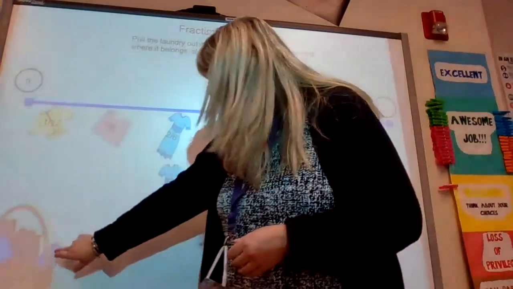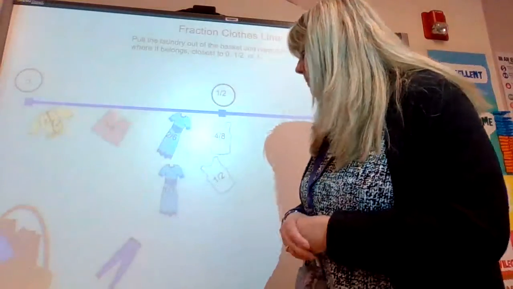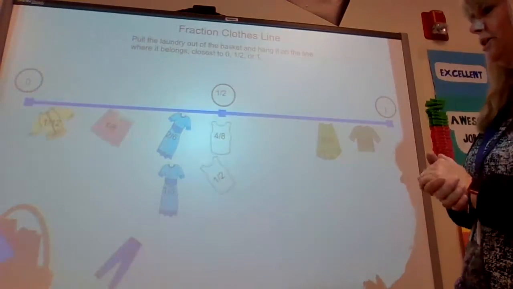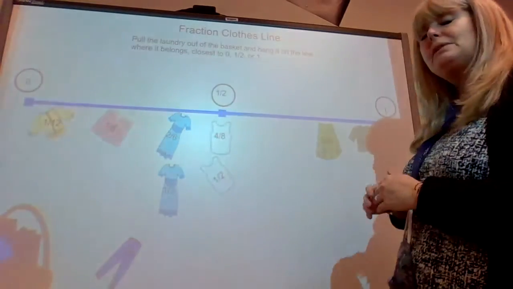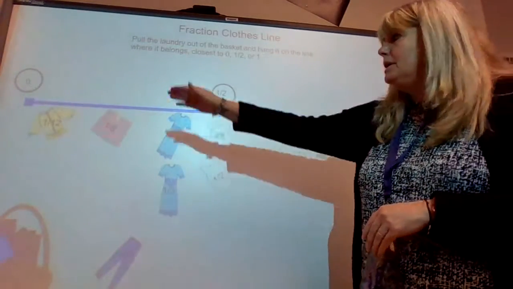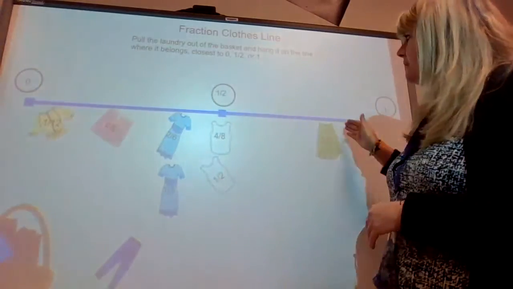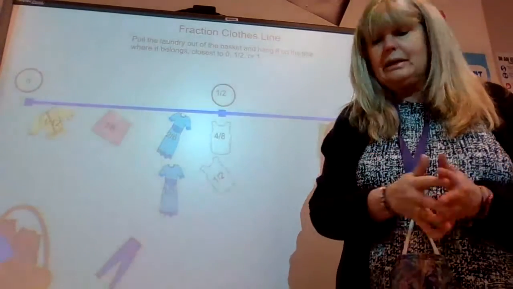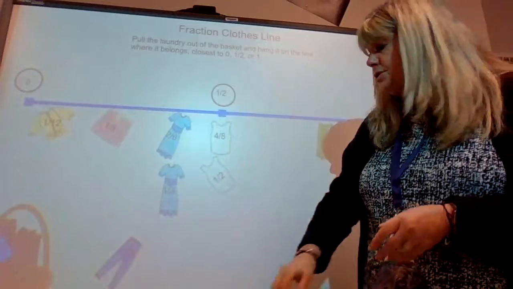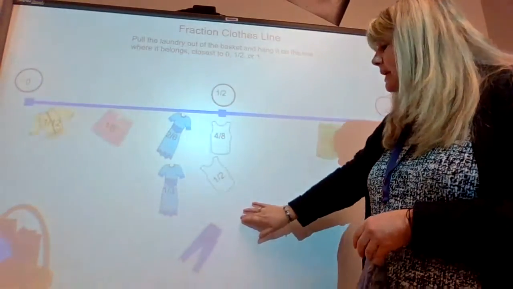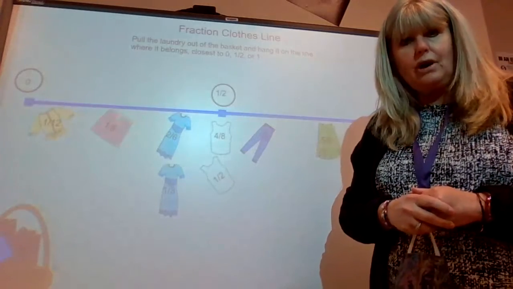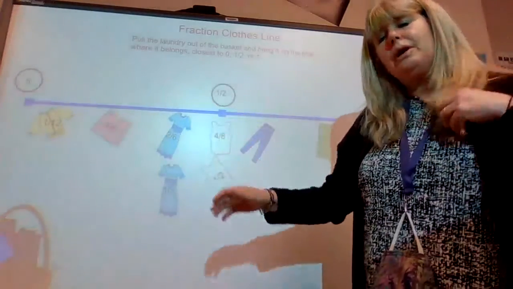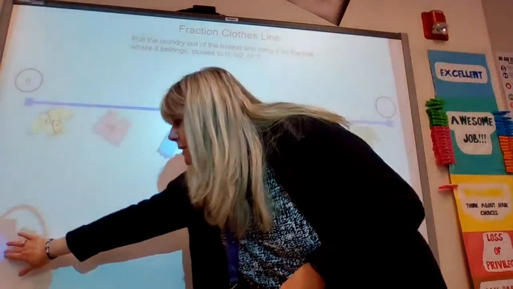Let's see what else I've got in this basket. Okay, I've got a pair of pants. That pair of pants says 2/3. Okay, if this number line was cut into 3 pieces, 0/3, 3/3, half of 3 is 1.5. So 2/3 would be more than 1/2, right? So it's going to be close to 1/2. Let's see what else here we've got.